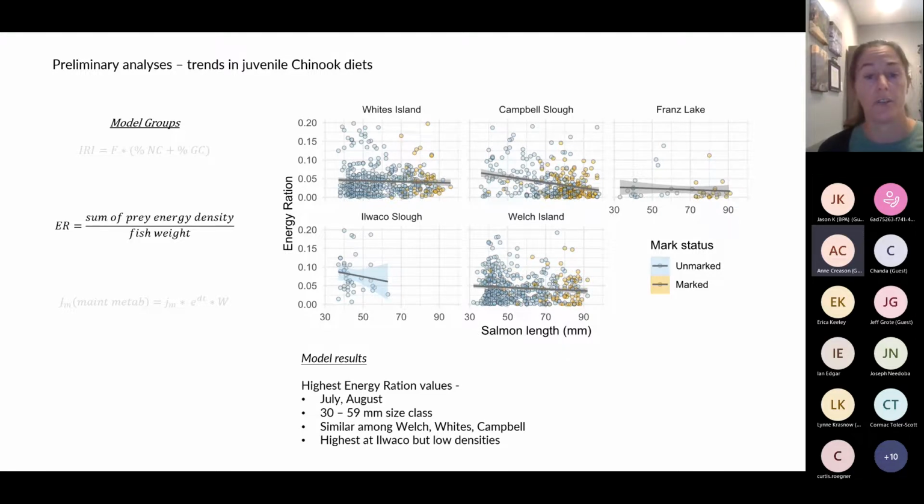Because most juvenile Chinook were found at Welch, Whites, and Campbell Slough, the middle sites, I did some modeling just to compare among those sites, and found that the energy ration values, like what fish were getting in their diets, were similar among those sites. When I incorporated all five, Ilwaco was the highest, but Ilwaco also has the lowest density. So I'm a little suspect of that.